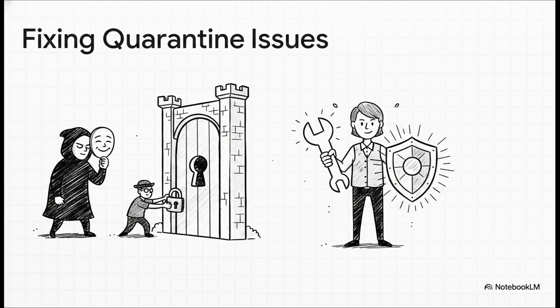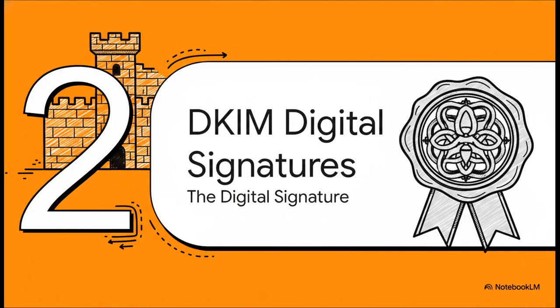Now, if you only own the sending domain, your job is a bit different. You need to keep your own sources completely clean, prove the abuse using message headers, and then escalate that to the recipient's IT team. Moving right along to Section 2, DKIM, the digital signature.